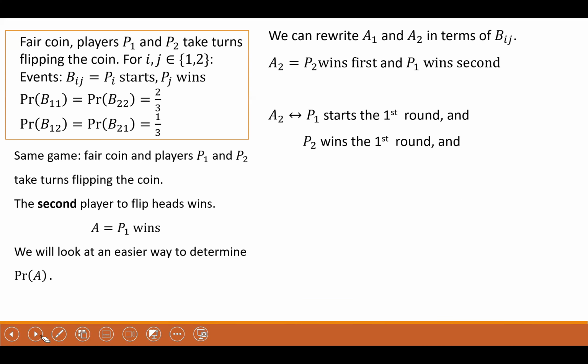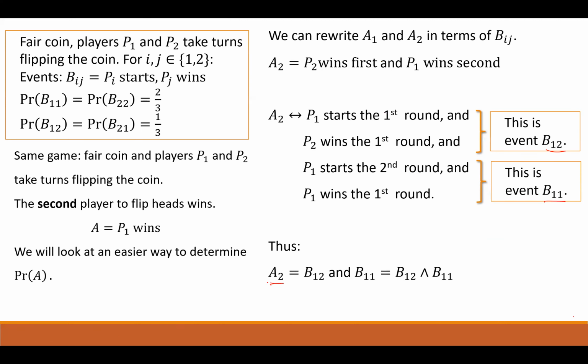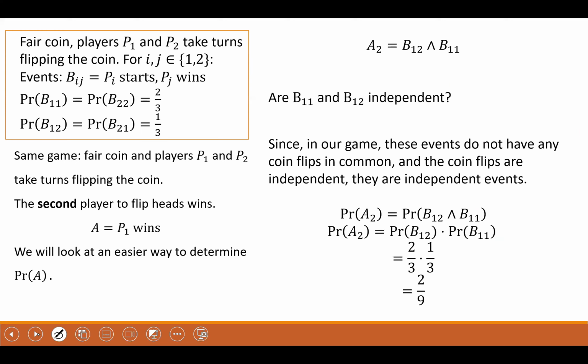We can do the same thing for A2. A2 I can split into two events, B12 followed by B11. And again, I'm just taking this string and I'm splitting it in two. And because there are no coin flips in common between these two substrings, they're independent. So I can express the probability of A2 as the intersection of these two, and I can simply multiply the individual probabilities together. So I get 2/3 times 1/3 is 2/9. Right? Hopefully that's sort of clear.